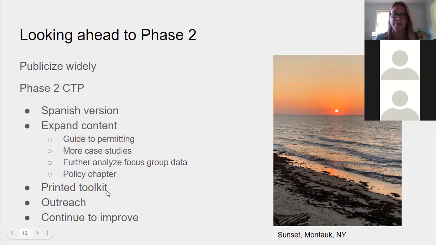We would like to be able to see this as a printed toolkit. As mentioned, the story map is really great because I'm able to easily update it, but at the same time, it also may be more beneficial to be able to have this as some sort of a desktop reference. Again, continuing outreach and continuing to improve.